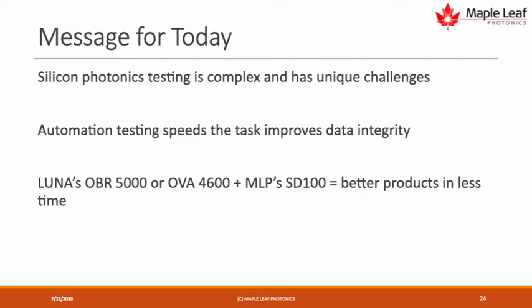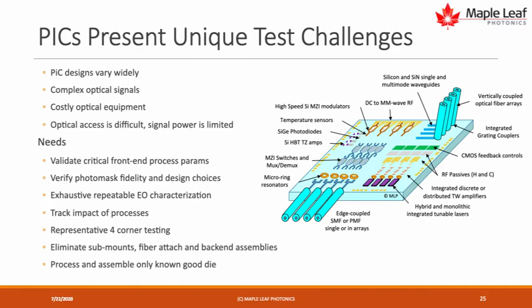And what's nice about this configuration of equipment, Luna's OBR and the OVA, together with Maple Leaf's optical probe stations, is that you can bring these tools to bear throughout the life of the development cycle of your product. But in particular, you can bring it early in the process, and that gives you insights that allows you to make decisions that you otherwise could not do. So with that as an intro, let's get to an understanding of what's involved with these chips.